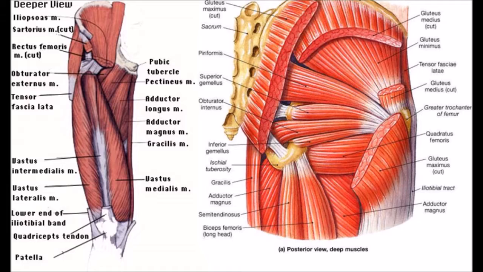The deep posterior muscles consist of the piriformis, gemellus superior, gemellus inferior, obturator externus, obturator internus, and quadratus femoris. Laterally, there is the tensor fascia latae, gluteus medius, and gluteus minimus.